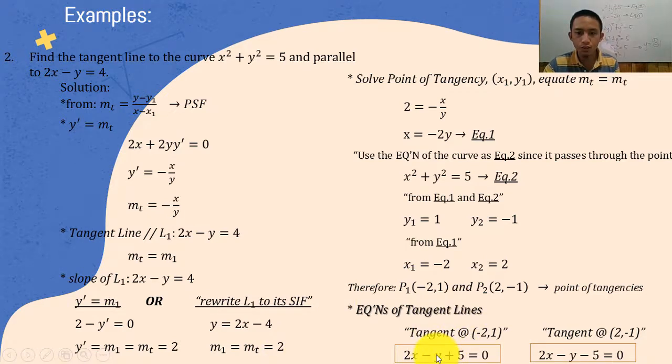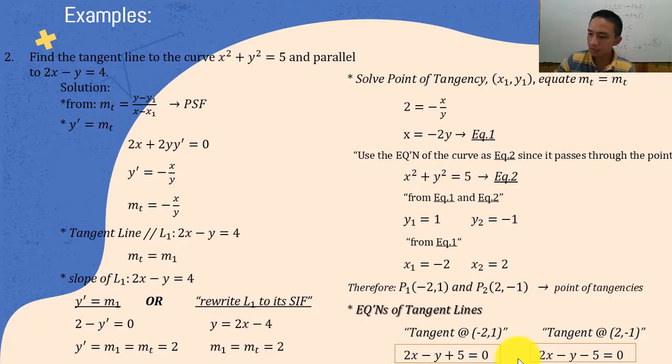So I will not show you that one. That is just the point slope form. Again, please do that one. That is the point slope form. And then from the point of tangency 2, negative 1, I will be using the slope of 2 again since that is the same as the tangent. From the point slope form, you will end up with 2x minus y minus 5. Okay, so those are the equations of our tangent lines.